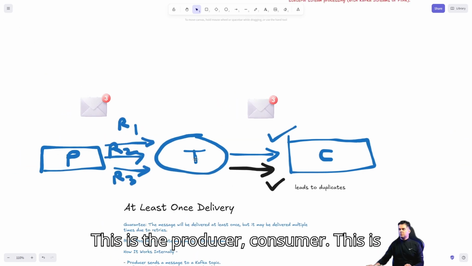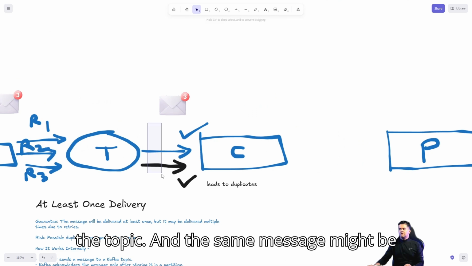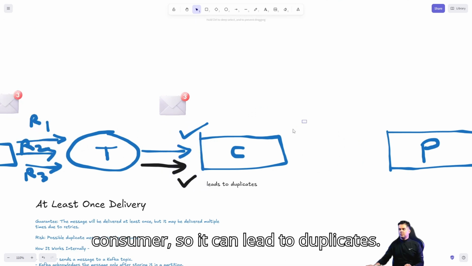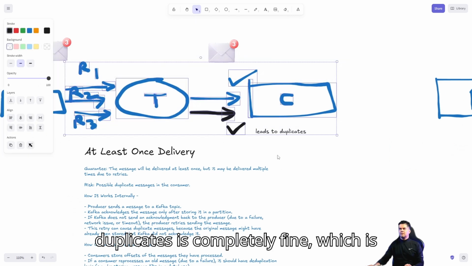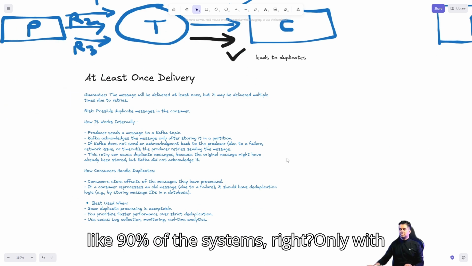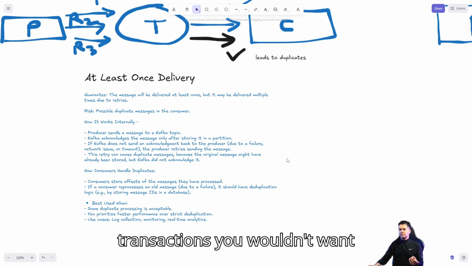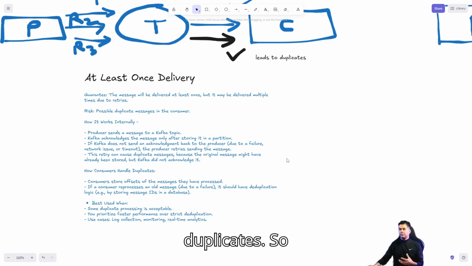This is the producer, consumer, this is the topic. And the same message might be received multiple times with the consumer, so it can lead to duplicates. And this is used in systems where duplicates are completely fine, which is like 90% of the systems, right? Only with payments and only with financial transactions, you wouldn't want duplicates.